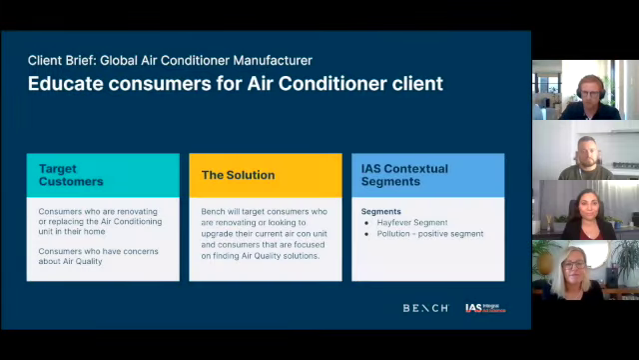Now, the first case that we tested was for an air conditioning client of ours. As you can see on the slide here, the core audience that we were looking to target were consumers that were looking at replacing or upgrading the units in their home, or consumers who have concerns regarding air quality. And this led us to targeting different cookie-based segments and really looking to hone in on the value that IAS could provide by finding similar proxies. We tested a hay fever segment and a pollution segment against more traditional cookie-based targeting.